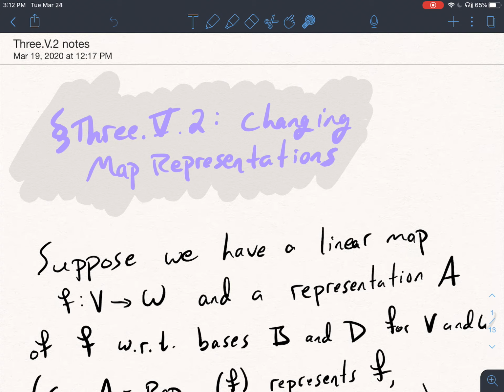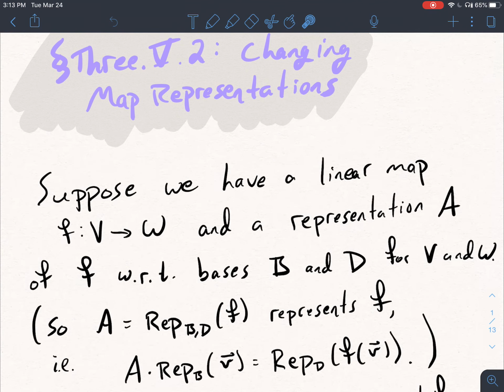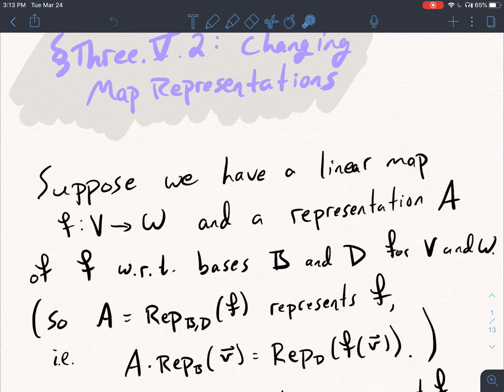So let's first start off with some linear map f from V to W and a representation of that linear map with respect to a pair of bases B and D for the domain V and codomain W. So notation, A is equal to the representation of f with respect to B and D.